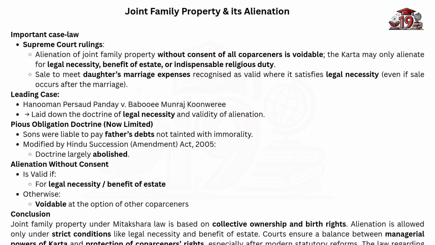While the Karta enjoys wide powers to deal with the property without consent during emergencies, these powers are strictly fiduciary. The 2005 amendment has further democratized this space by turning daughters into coparceners, giving them the same right to challenge unauthorized alienations as sons. The golden rule remains: consent of all is ideal, but the Karta's necessity justifies exception.